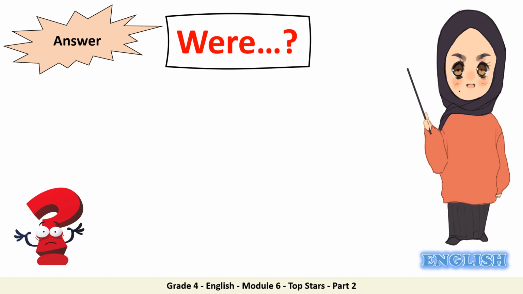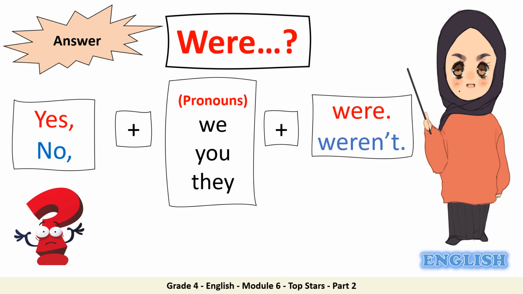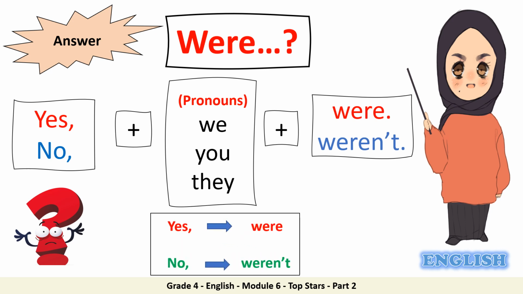And now I will teach you how to answer a question that starts with were. First we use yes or no. And don't forget that what comes after yes or no is a comma. Plus the pronouns we, you, or they. Plus were or weren't. And don't forget that if you say yes, you will use were, and if you say no, you will use weren't.